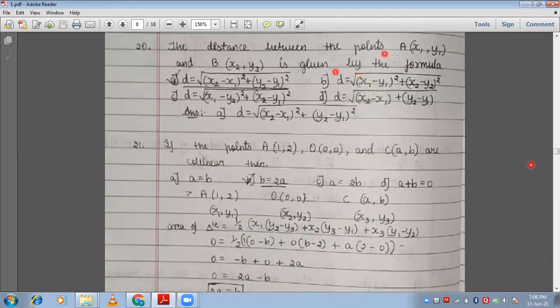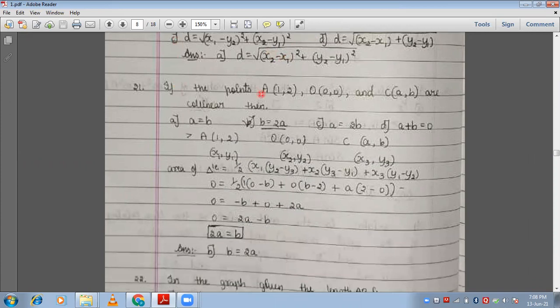The distance between the point A of x1, y1 and B of x2, y2 is given by the formula. As we know, the distance formula is D equals the square root of (x2 minus x1) whole square plus (y2 minus y1) whole square. So which option is right? Option A is correct.